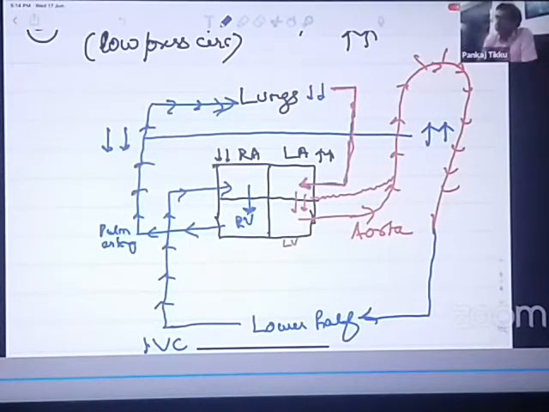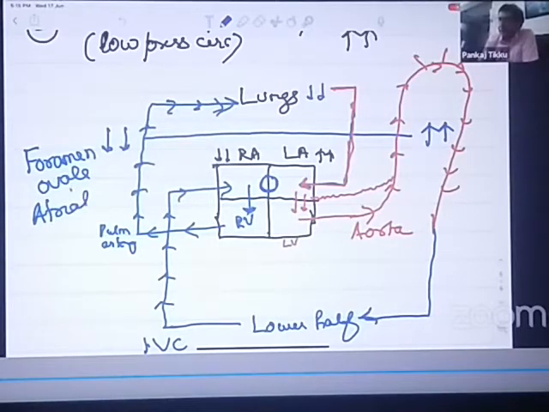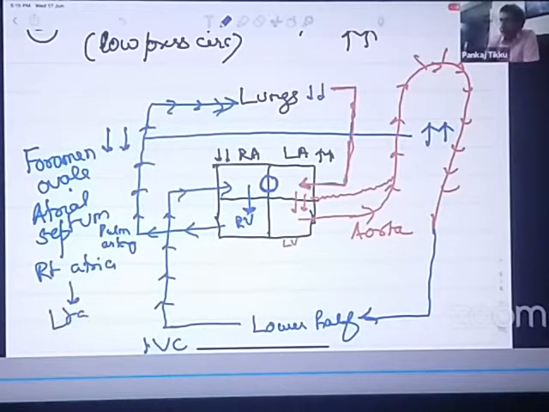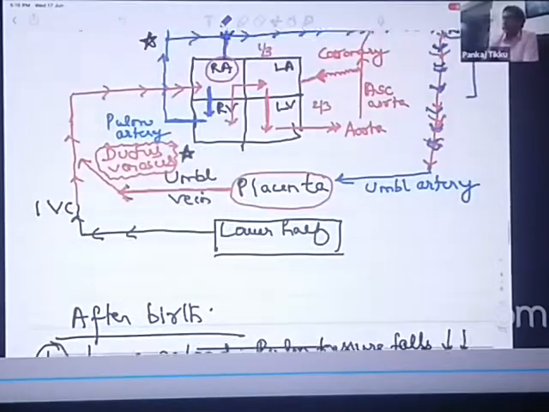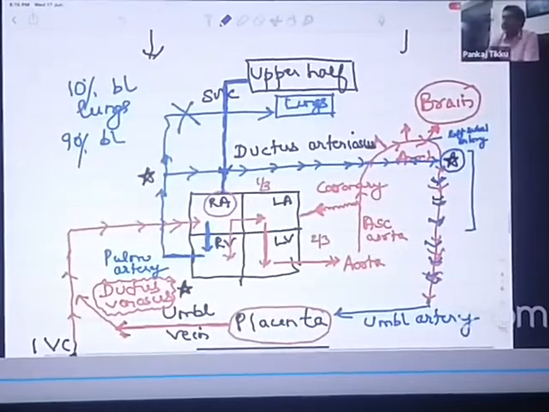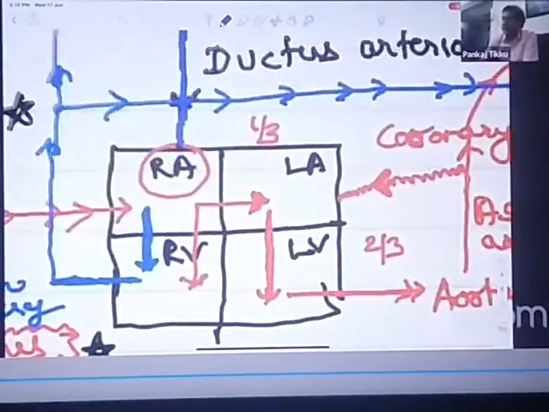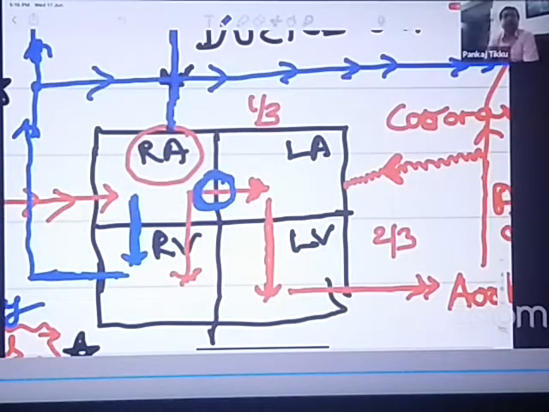This is the place where the foramen ovale is located. The foramen ovale is present in the atrial septum and allows the movement of blood from the right atria to the left atria. You are seeing this portion that I am marking, this portion, the circle. This portion is the foramen ovale.